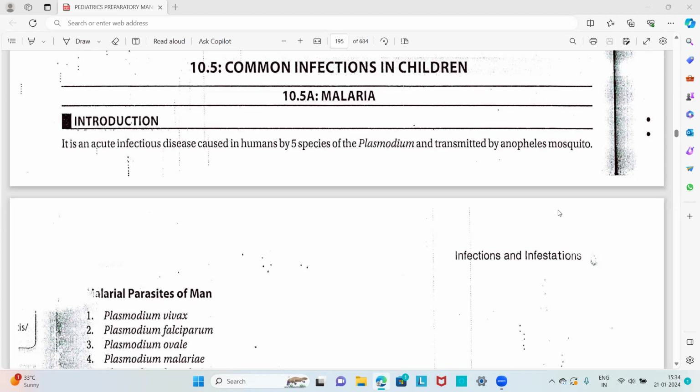So, in this video, we are going to discuss the common infections in children. First, we have to learn about malaria. That is the most common parasitic infection that happens in children. Malaria is an acute infectious disease caused in humans by 5 species of Plasmodium, and it is transmitted by the vector, the Anopheles mosquito.